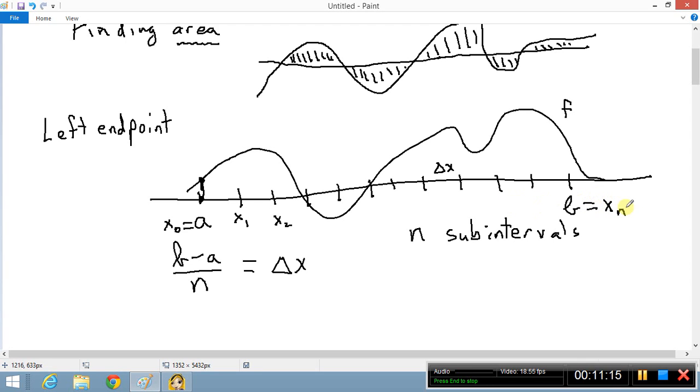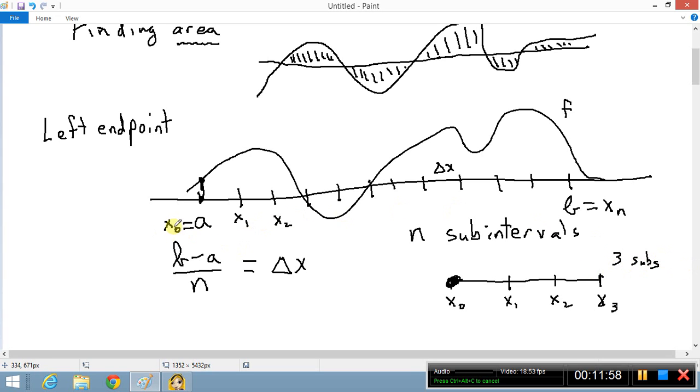Now this actually works out, because if you have n subintervals, you will have n plus 1 points. Let's try that out. For example, let's make 3 subintervals. Starting from here to here, if we make 3 subintervals, it'd be like that. And how many points would we have? We'd have x sub 0, x sub 1, x sub 2, and x sub 3. Notice there are 1, 2, 3, 4 points, and 1, 2, 3 subintervals. So there's always one more point than there are subintervals.